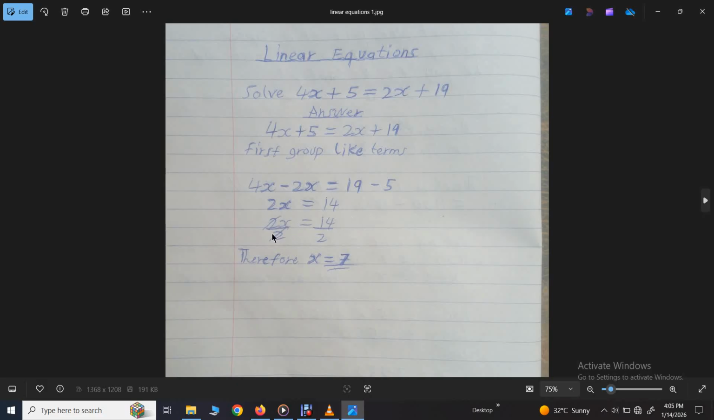Now you divide both sides by 2. Therefore x is equal to 7. The final answer is equal to 7.